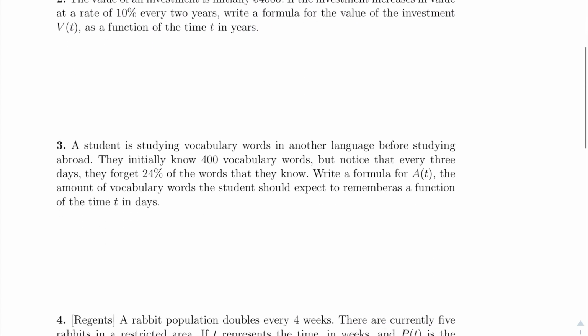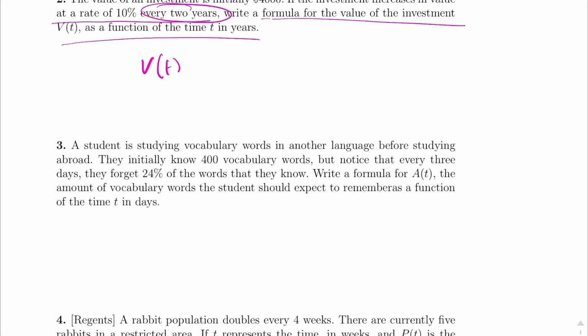All right, the value of an investment is initially $4,000. If the investment increases in value at a rate of 10% every 2 years, write a formula for the value of the investment v of t as a function of the time t in years. We saw today that this looks like this: 4,000 increasing by 10%, 100% plus 10%. That would give us 110%.